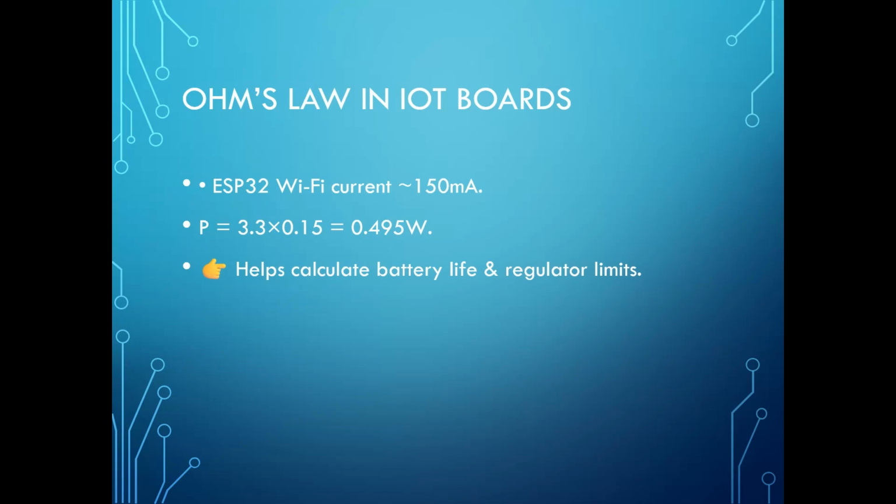How do you use Ohm's law in IoT boards? IoT devices run on batteries. Suppose the ESP32 Wi-Fi needs 150 milliamperes of current. Power is 3.3 times 0.15, which is 0.495 watts. With a 1000 mAh battery, the runtime would be about 6.6 hours. Ohm's law helps predict battery life, regulator heating, and safe limits.